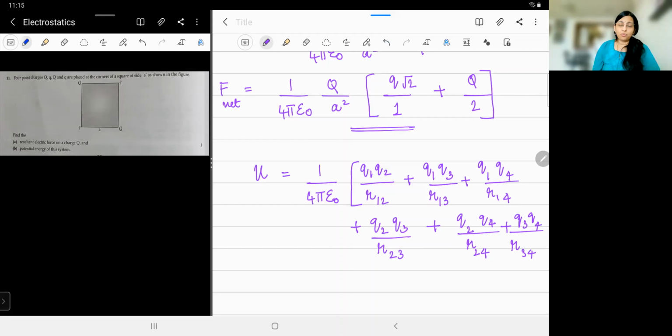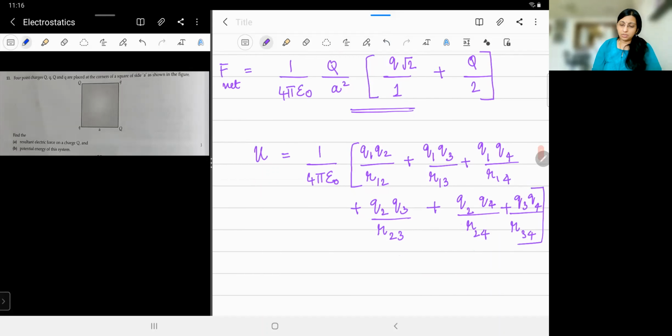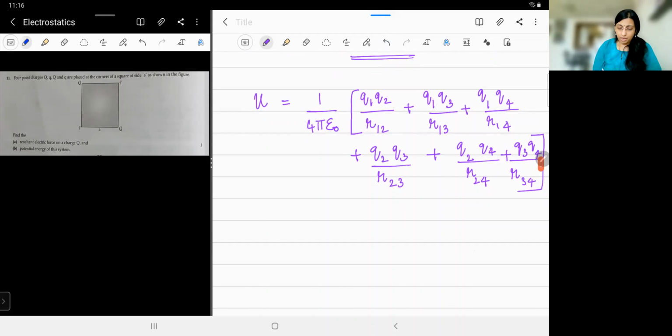Next, increment to Q4. Q4 Q1 we already wrote here, so we'll not take it. Q4 Q2 is again written here, so we will not take it. Q4 Q3 we already wrote, so we can avoid it. The last combination, Q4 Q4, is not allowed. So that ends all the combinations. Now the next step is very easy. You just need to substitute the values: 1 by 4 pi epsilon naught.